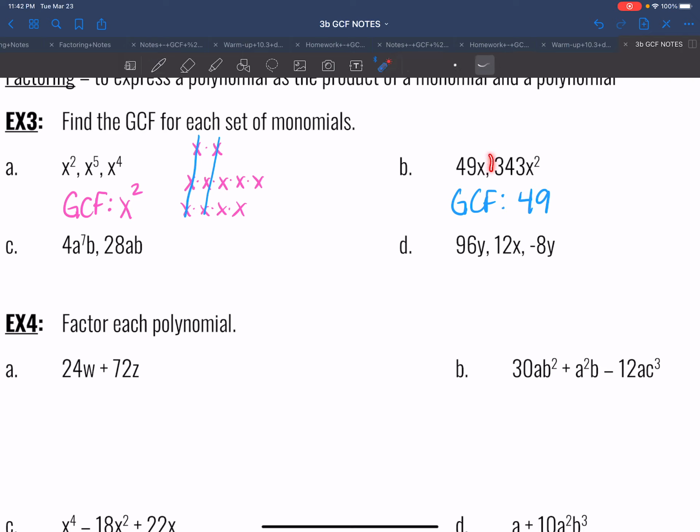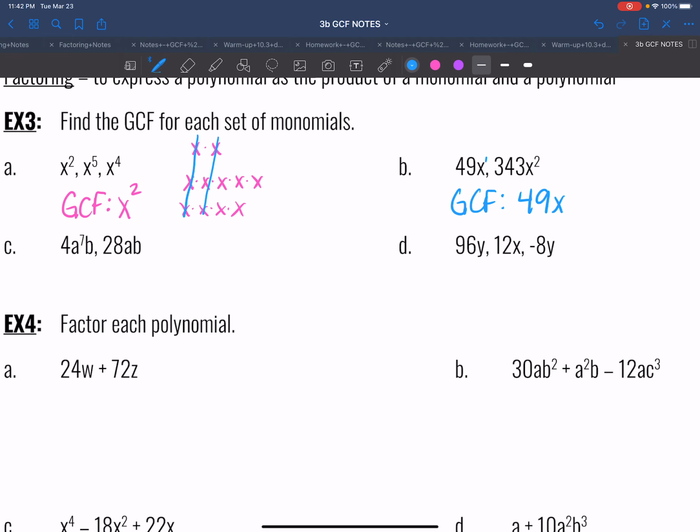And then we move on to the variables, x and x squared. So the lowest exponent would be 1 right here. So we can take out an x, and that would be our GCF: 49x.